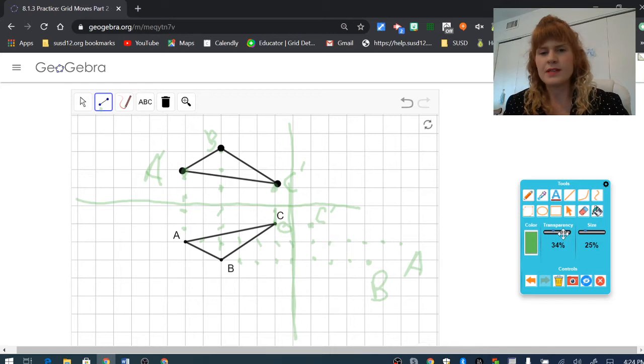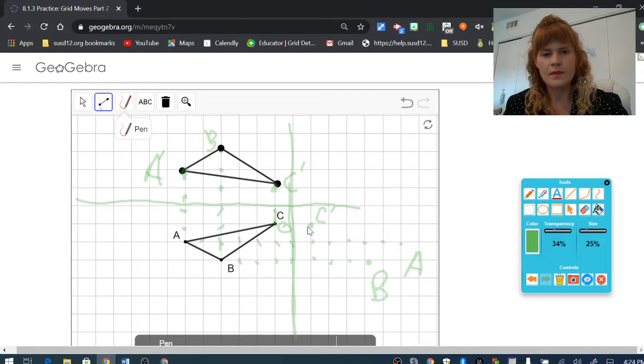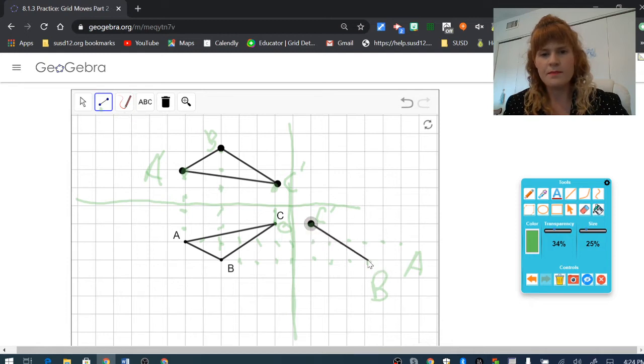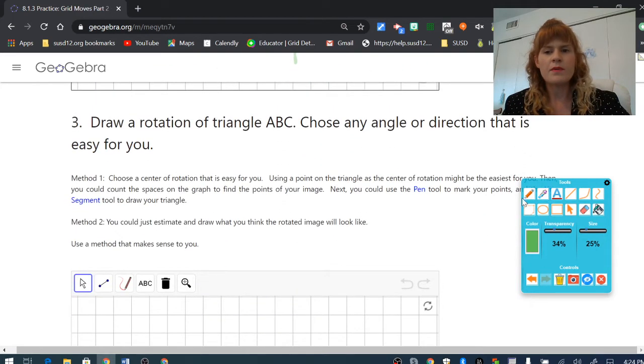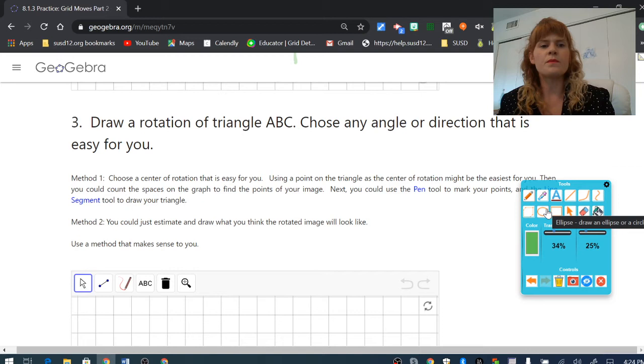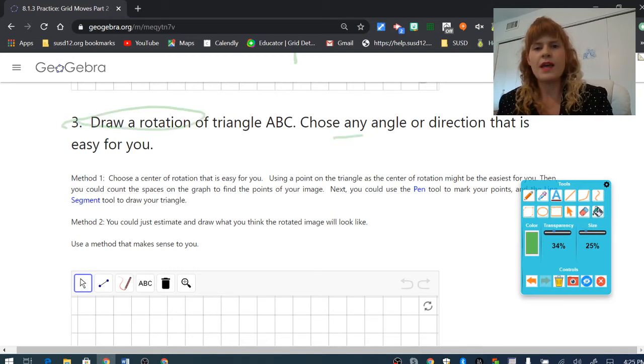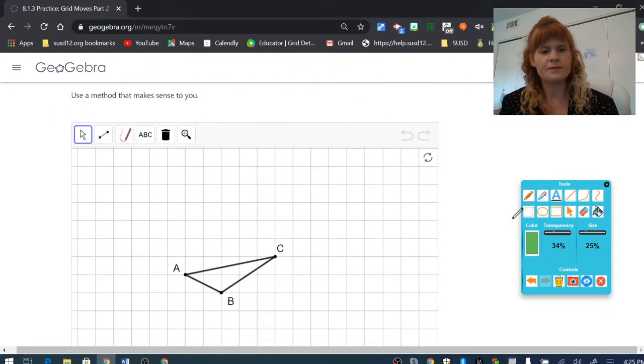I'll use the line segment tool to connect that. From C prime to B prime to A prime, back to C prime. I have showed you two different reflections, but you only need one. Number 3 says, draw a rotation of triangle ABC. Choose any angle or direction that is easy for you.